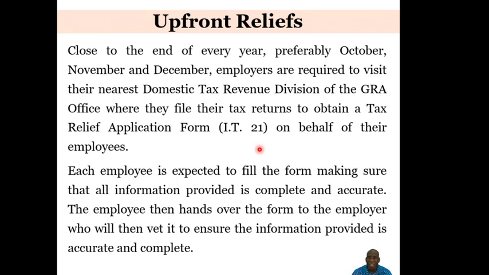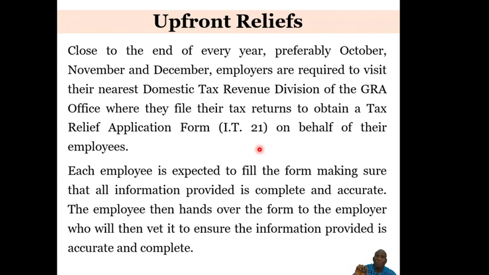Close to the end of every year, preferably October, November, and December, employers are required to visit their nearest domestic tax revenue division of the GRA, where they file their tax returns, to obtain a tax relief application form, IT-21, on behalf of their employees. Each employee is expected to fill the form, making sure that all information provided is complete and accurate.